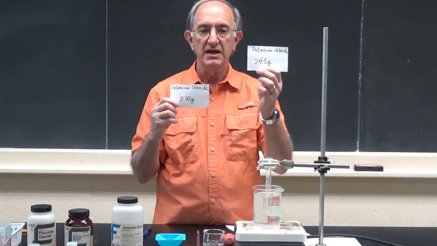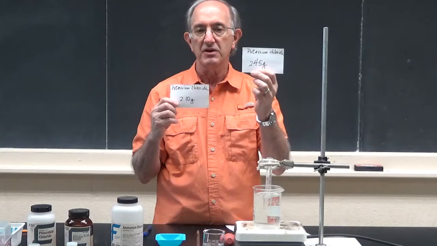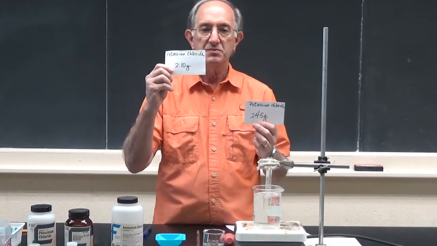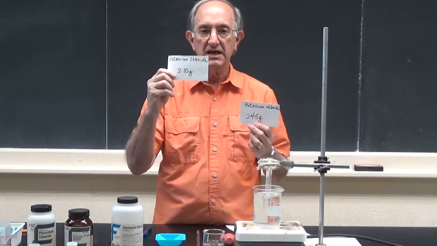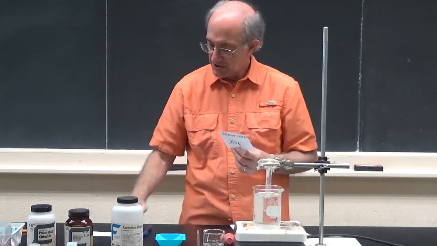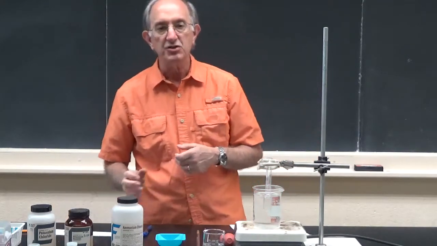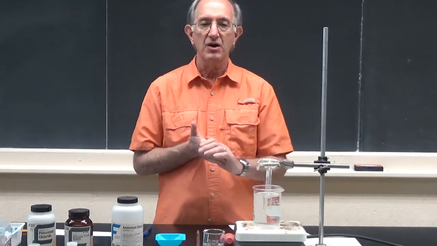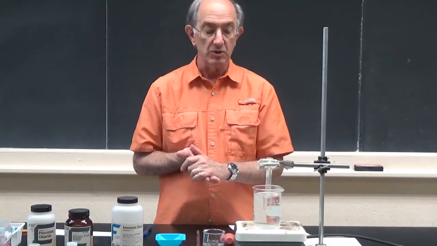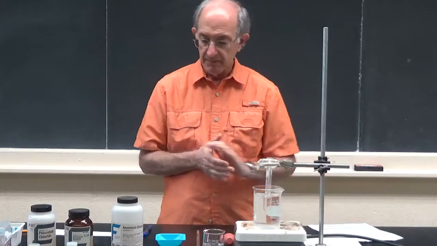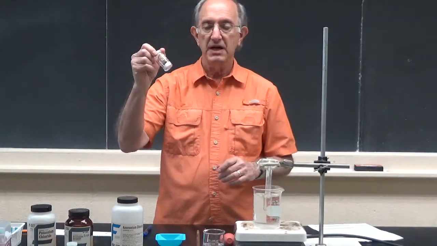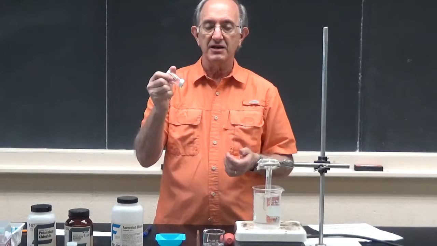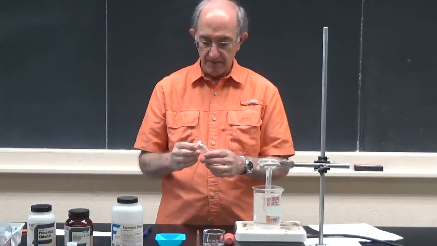So person A will collect data using this amount of potassium chloride. Person B will collect data for this amount of potassium chloride. So let me just go through the procedure, and then I'll tell you how you will analyze the data. So you'll take your small vial, and you'll find these vials at your place.